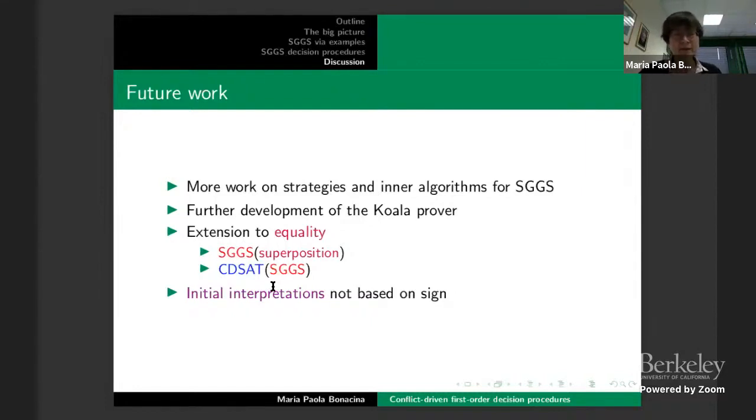And another exciting possibility is to go in the other direction and embed SDGs in CDSAT, which is our approach for conflict-driven satisfiability in SMT in union of theories. And so we could have SDGs as a module in CDSAT to handle first-order logic or decidable fragments such as EPR. Also, we want to investigate, of course, initial interpretations not based on sign.